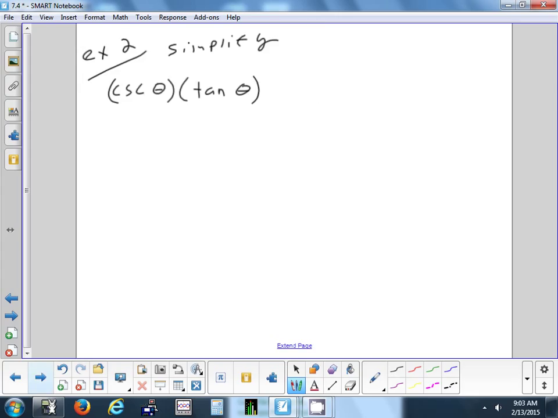All right, let's try this one. This one also is pretty straightforward. It'd be considered kind of an easy one. And all we really want to do is the same trick we did last time. Let's try changing everything to sines and cosines. Start with cosecant. How about Michael? What's the cosecant if we write it as sine and cosine? 1 over sine? Yeah, just 1 over sine. Times tangent. Sine over cosine? Yeah, that's sine over cosine.